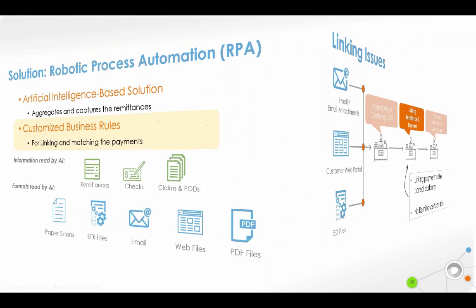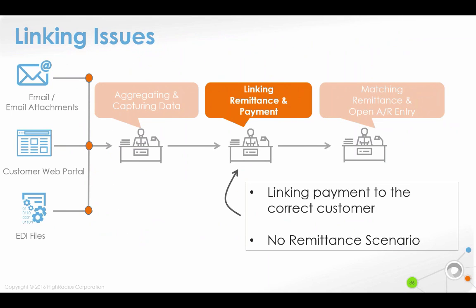So when we look at the cash application process, a lot of times it's not so straightforward to even link that remittance and payment manually. What they find is that they can't establish who the correct customer is. Or perhaps there's no remittance at all. All they're getting is a payment file from a particular customer.